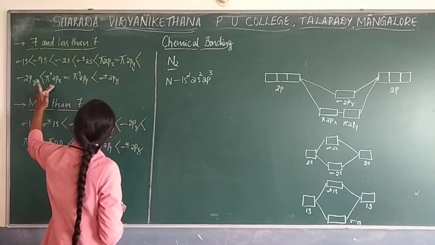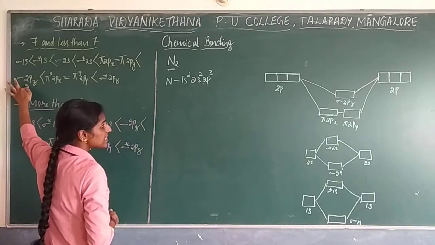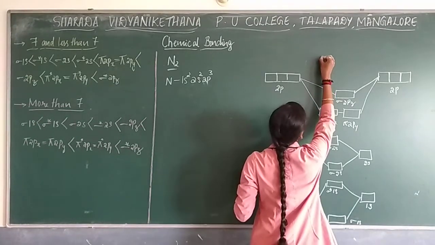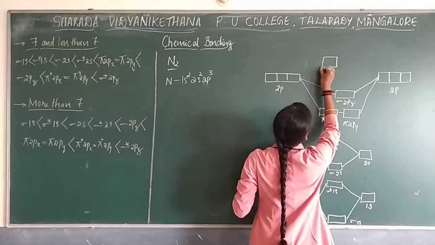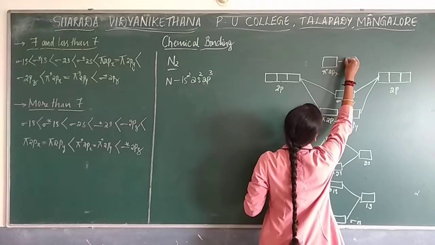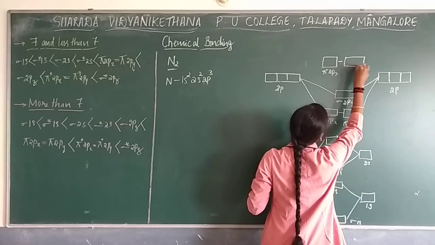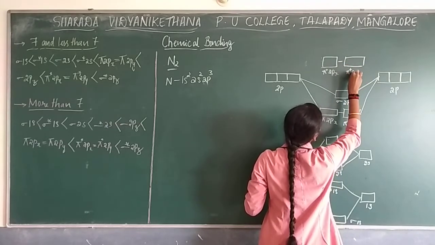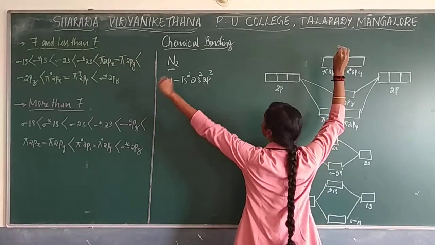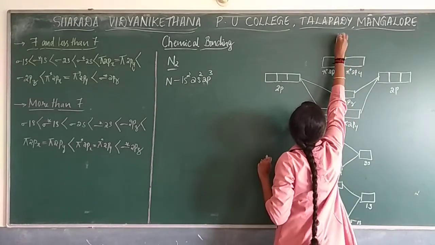In the same way, for anti-bonding molecular orbitals, after sigma 2pz, what is there? Pi star 2px is there, so you need to write that down. Pi star 2px, which is equal to pi star 2py. Both energy levels will be the same. After that, what is there? Sigma star 2pz.